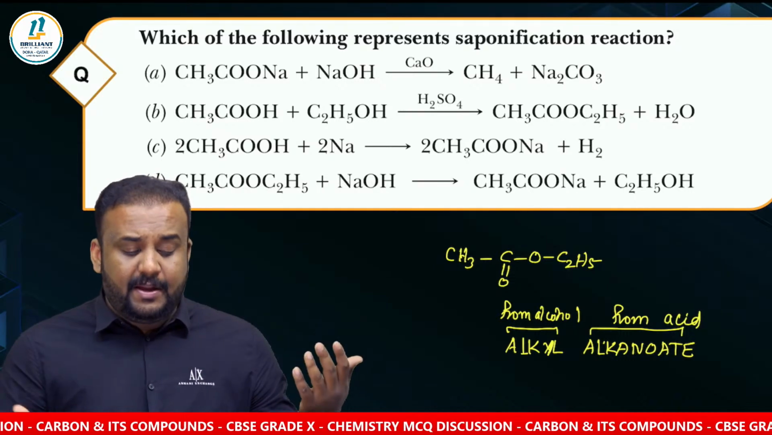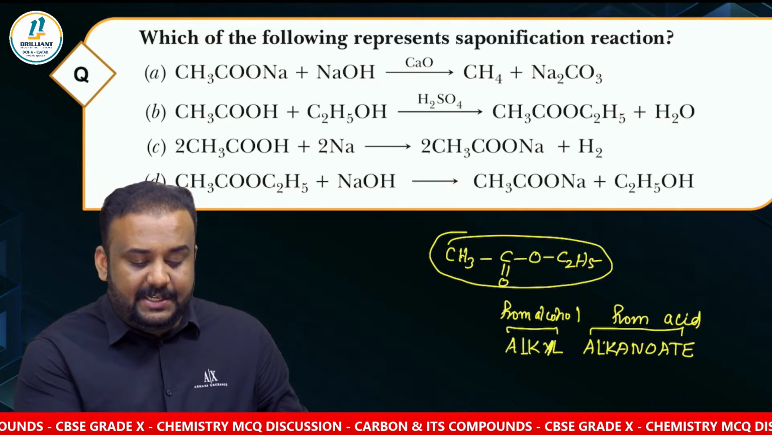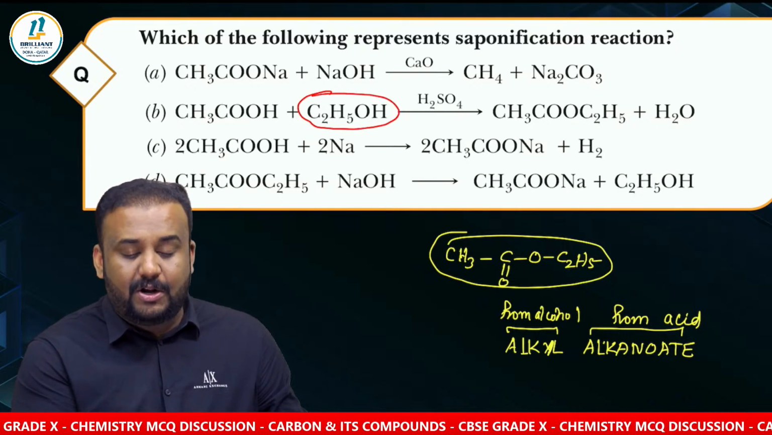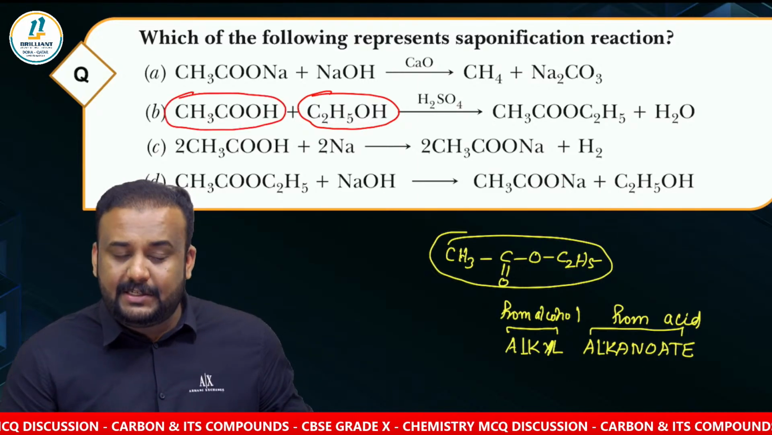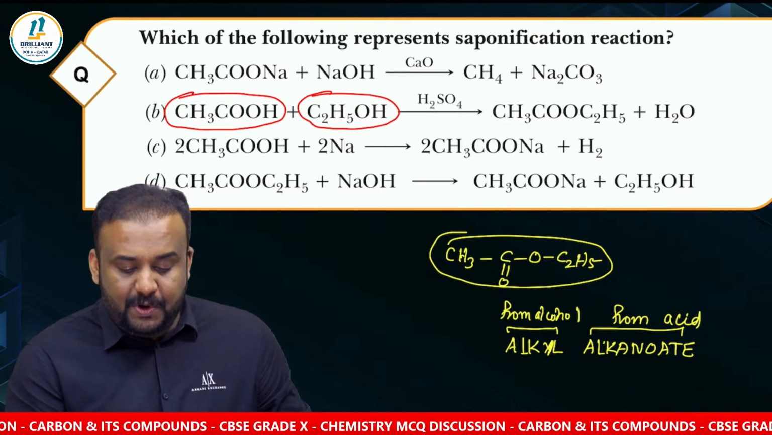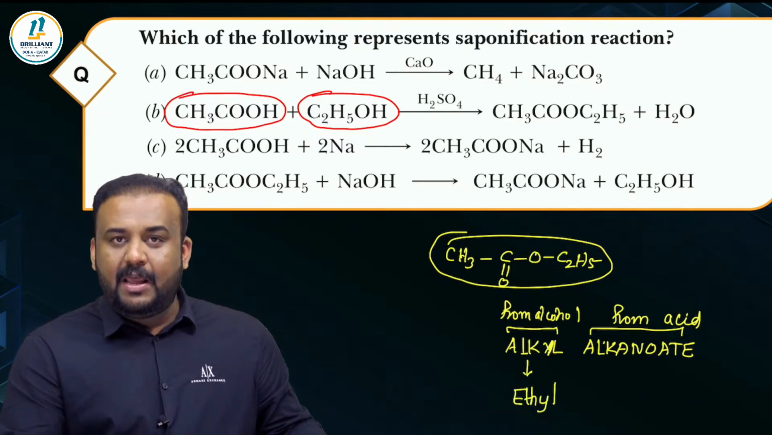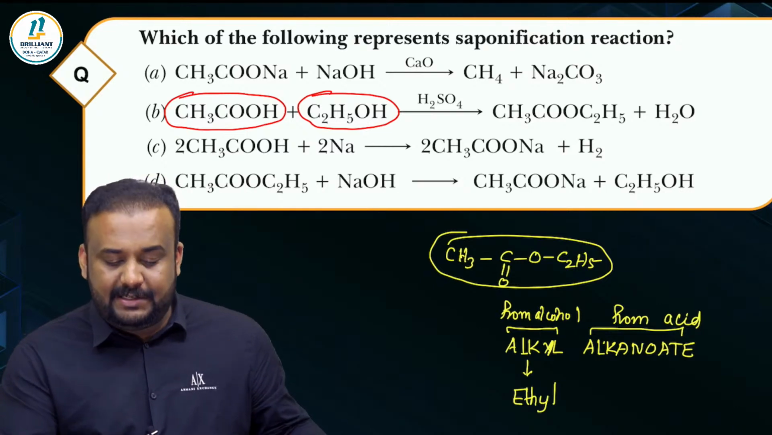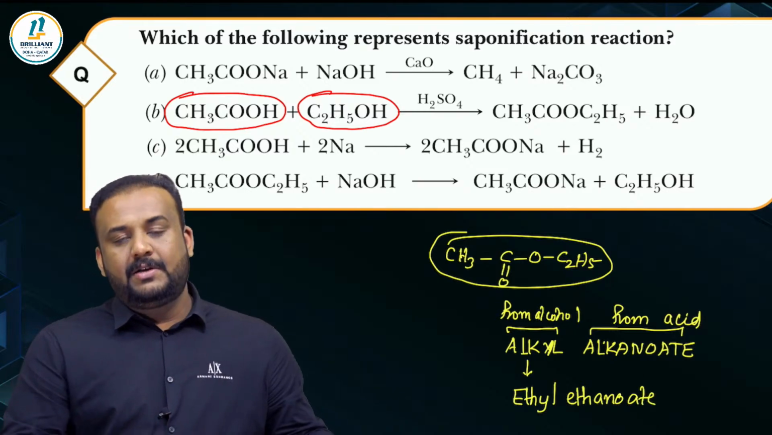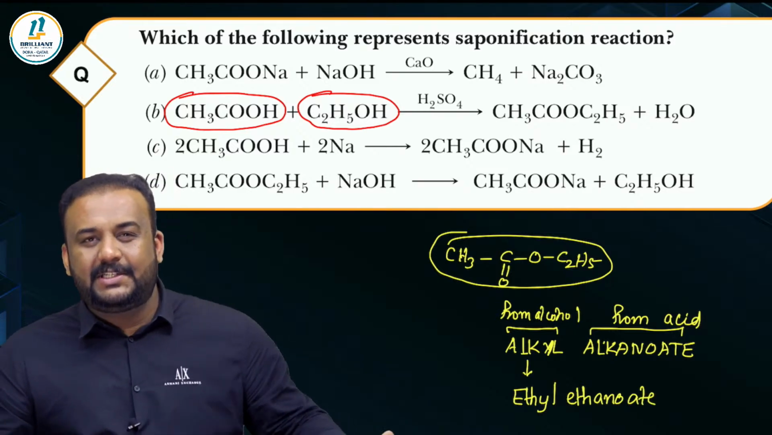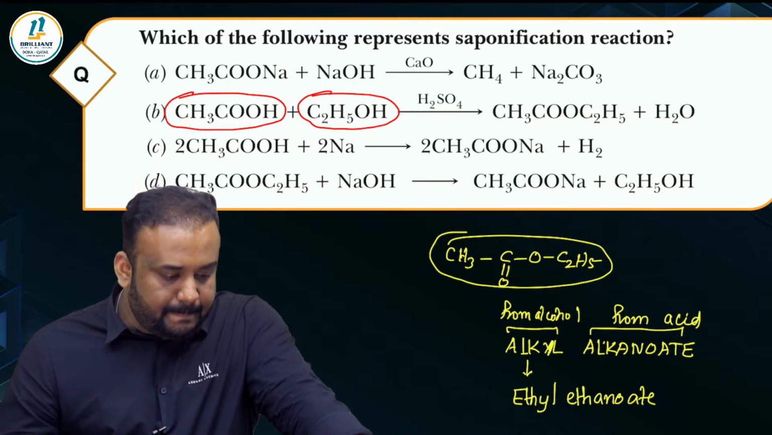So can you try what will be the name of this particular ester? You know that this ester is produced from an alcohol called ethanol, right? And a carboxylic acid called ethanoic acid. So how do we apply this rule? The alcohol is ethanol, so we'll write the name as ethyl, and then the acid is ethanoic acid, so we'll write the name as ethanoate. Ethyl ethanoate. That's really easy, right? So that's how you name the esters.